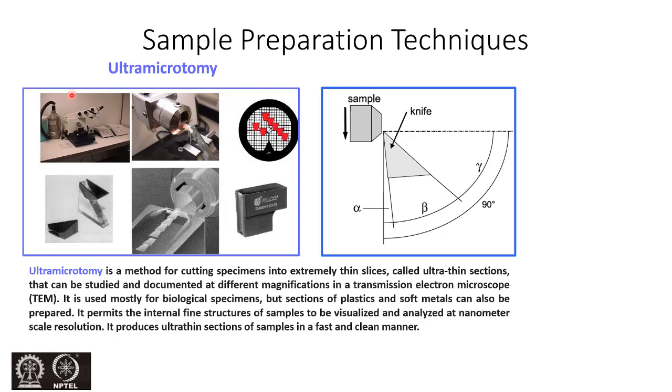So here are some of the images. The sample preparation technique is shown here. This is called ultramicrotomy, and here you can see it is a method of cutting specimens into very thin slices. That means ultrathin sections, and this is mostly used for biological specimens, but sections of plastics and soft metals can also be prepared with the help of this. It permits the internal fine structures of samples to be visualized and analyzed at nanometer scale resolution. It produces ultrathin sections of material in a fast and clean manner.